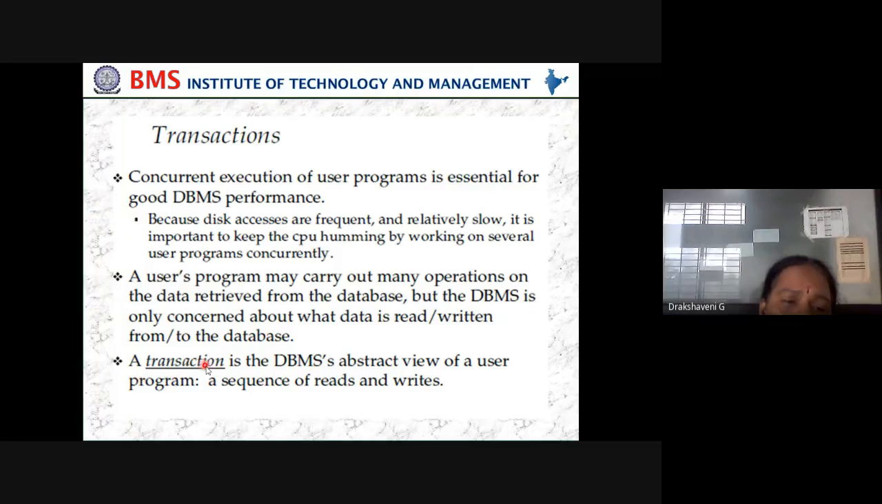Then what is a transaction? A transaction is the DBMS's abstract view of a user program. A sequence of reads and writes is called a transaction. I may have anything. I may read, or I may write. So I can do any sequence. But within that sequence, what will be there with respect to the database? We will have only read and write. So that is what is called a sequence. A transaction is the DBMS's abstract view of a user program, a sequence of reads and writes.